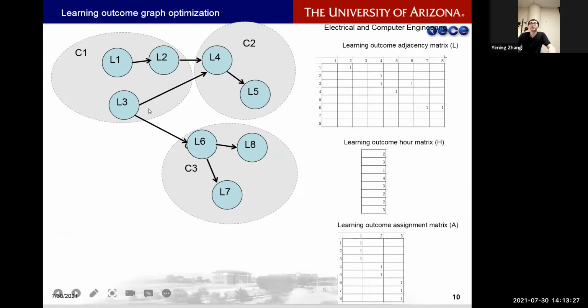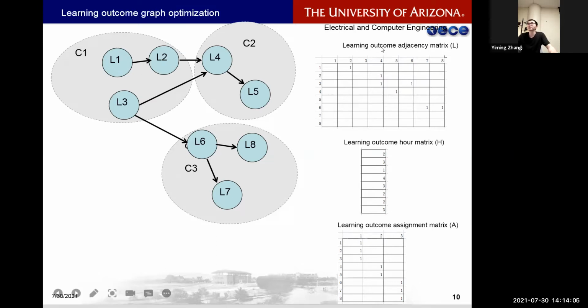This is another example of a learning outcome graph and the course graph. In this case, each green node means a learning outcome. In this graph, we have 8 learning outcomes in total. And each gray node means a course, and we have 3 courses in total. By doing the learning outcome graph optimization, we use 3 matrices, which are listed on the right side. They are the learning outcome adjacency matrix, the learning outcome hour matrix, and the learning outcome assignment matrix. I will explain them one by one.